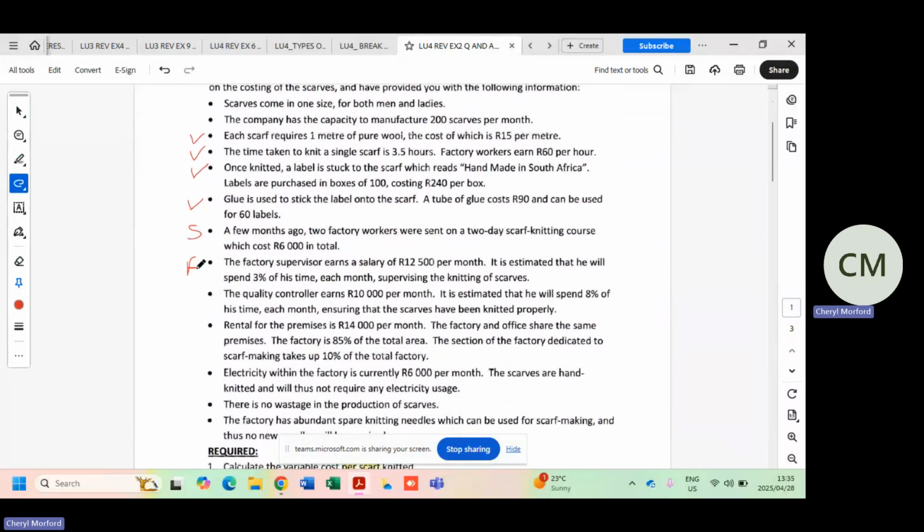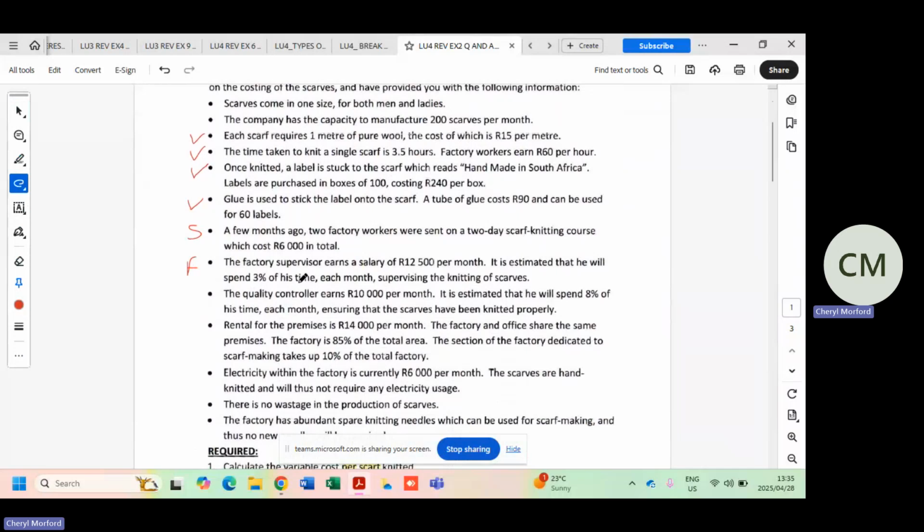So I'll just put a fixed next to it, but we need to be careful because the question was clear. It said, the fixed cost attributed to the scarves. So this is a factory that is knitting clothing. They've just recently added a new item, which is the scarf, to their clothing range. So when we are calculating the fixed cost attributable to the scarf, we must only take into account that portion that is new and is a consequence of them producing scarves.